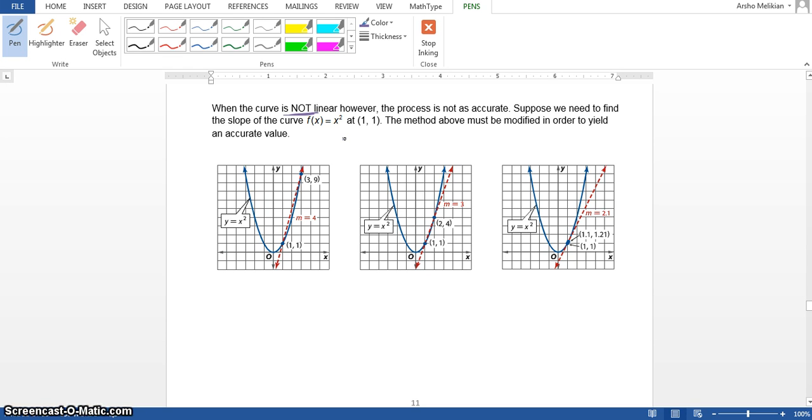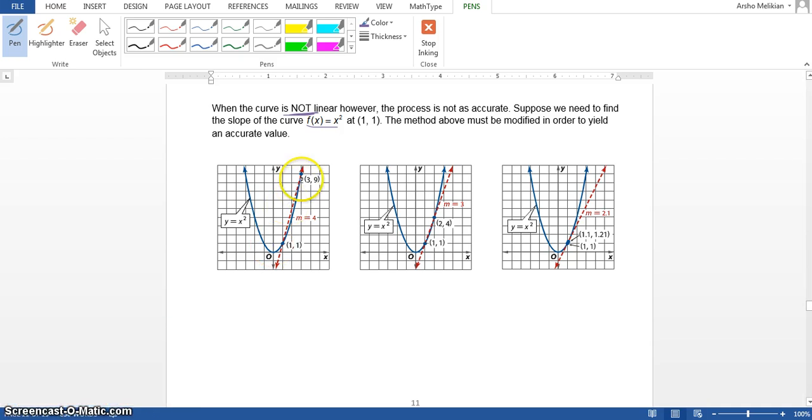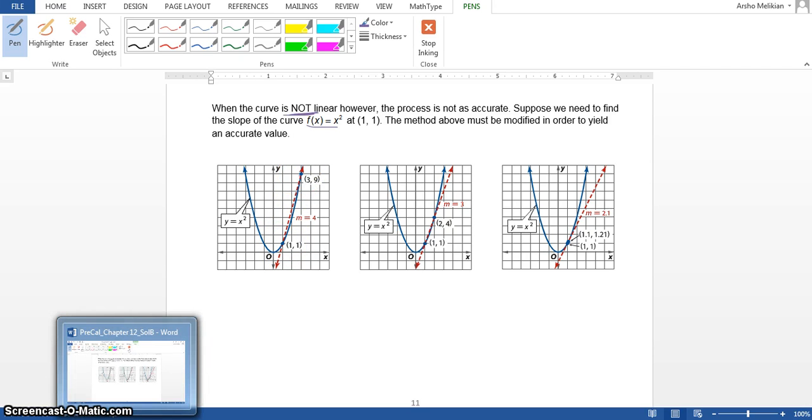All right. Suppose now we're given the curve f of x equals x squared. And we would like to find the slope at this point, 1, 1. Okay? What I'm going to do is I can do the same thing. I can pick 2 points to find the slope.